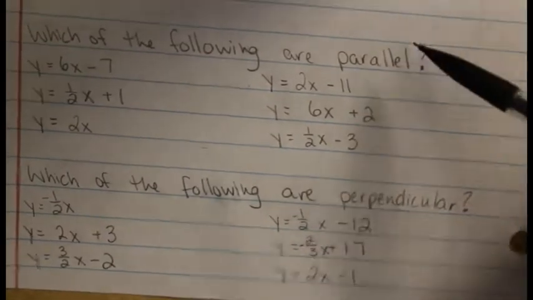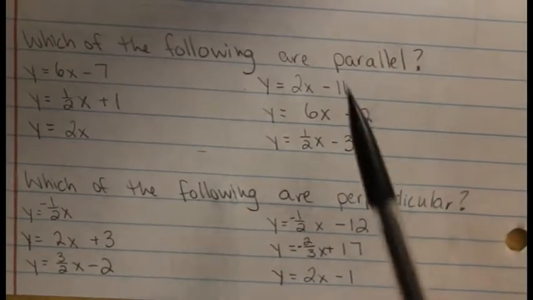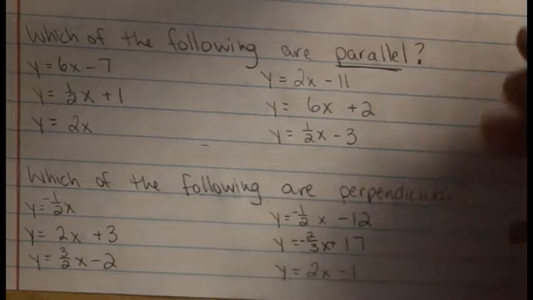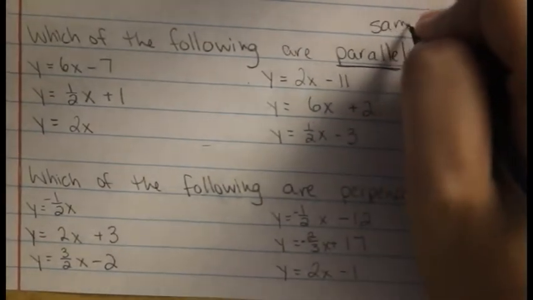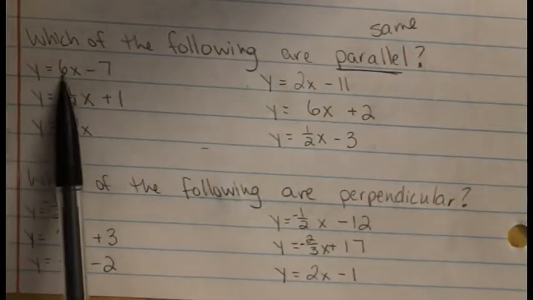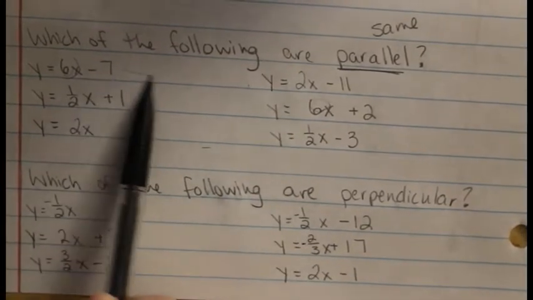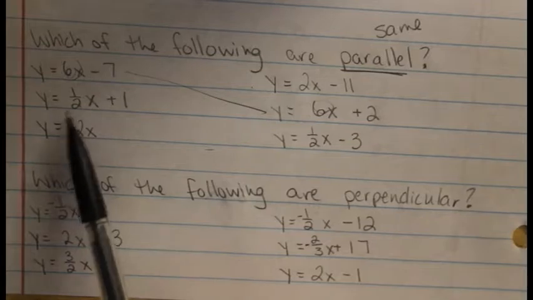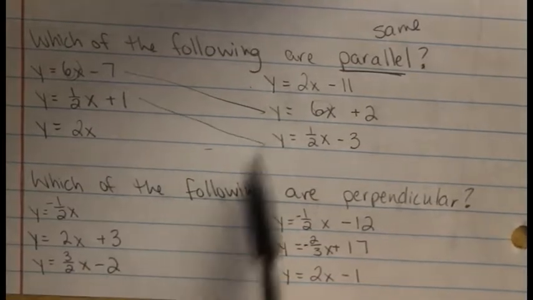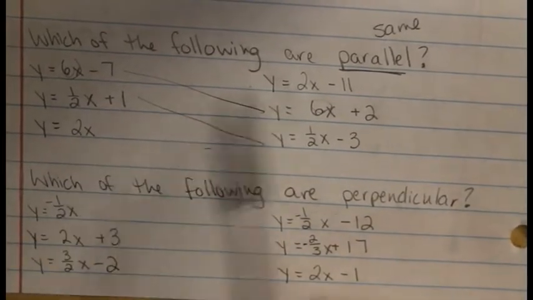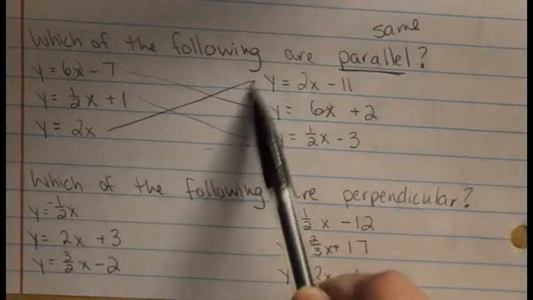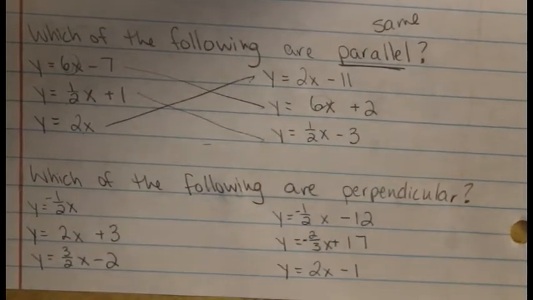Okay, so our final section is which of the following are parallel and which of the following are perpendicular. Parallel lines have the same slope. So this is really just focusing on what comes in front of the x and matching their slopes. So the 6x and the 6x are going together. The 1/2 and the 1/2 are going to go together, and the 2x and the 2x are going together. Note, I didn't even look at what came after them.